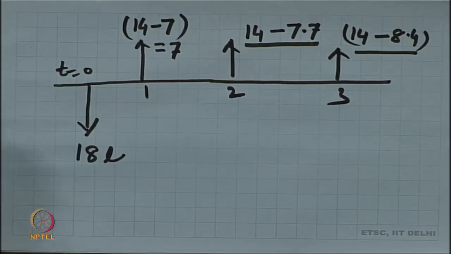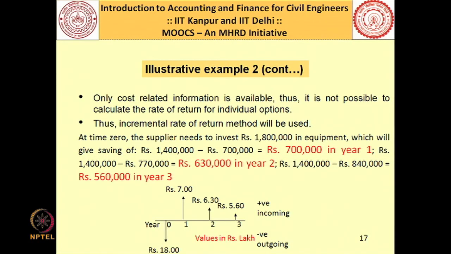So, if you continue to do this, you will find you are getting a cash flow diagram, as shown in this particular slide. It very clearly shows that at time t equal to 0, you are investing 18 lakhs, and at the end of year 1 you are getting a saving of 7 lakhs, at the end of year 2 6.3, and at the end of year 3 it is 5.6 lakhs.